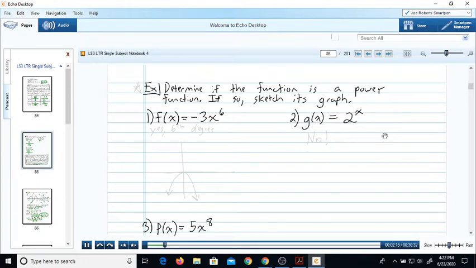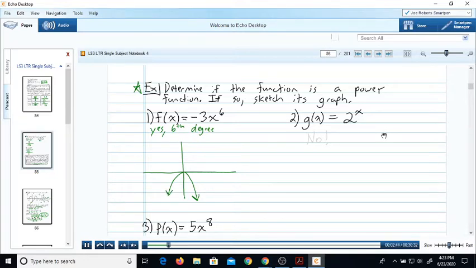So that's how the graphs will look. So let's go ahead and look at some examples. Here we want to determine if the function is a power function, and if so, sketch its graph. So number 1, this is a power function. Notice it is a 6th degree power function, looking at the exponent there. So that means it's even degree and negative up front. So that graph will look something like this, like a parabola opening down.